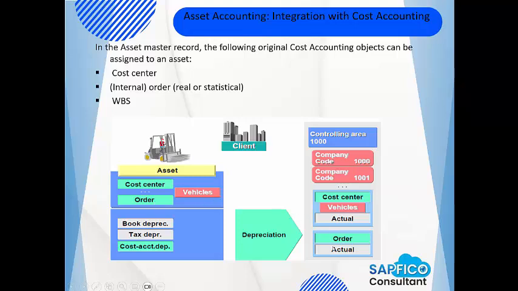But please note that the controlling module is only integrated with the leading ledger. So you can post it only to the leading ledger. Of course, you can also post to the non-leading ledger, but controlling is not managed in the non-leading ledgers. So here, what will happen is when the depreciation is posted to the book depreciation, tax depreciation, the objects are picked up from the asset master. It can be cost center, WBS, and all that. So it will have postings on the cost center, for example, actual. If it is an order, then it will be posted to the order. If it is a WBS, then it will be posted to the WBS.